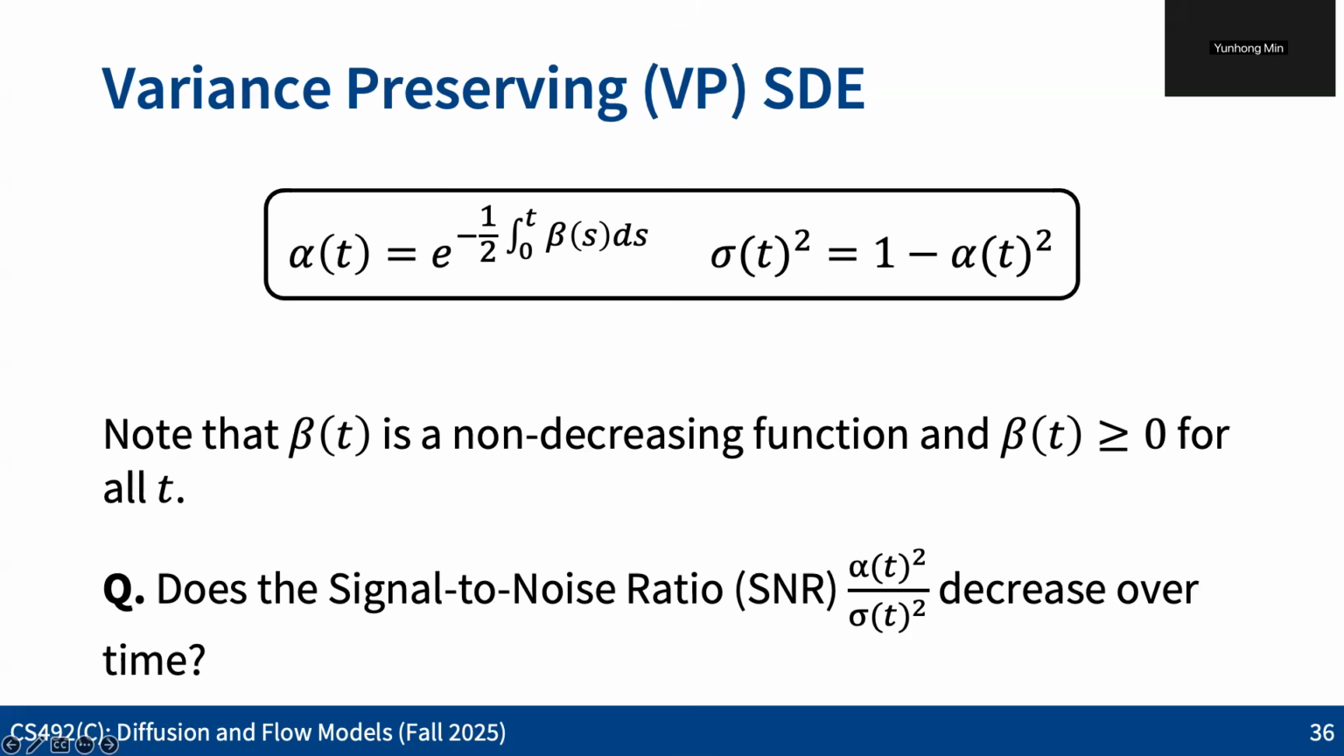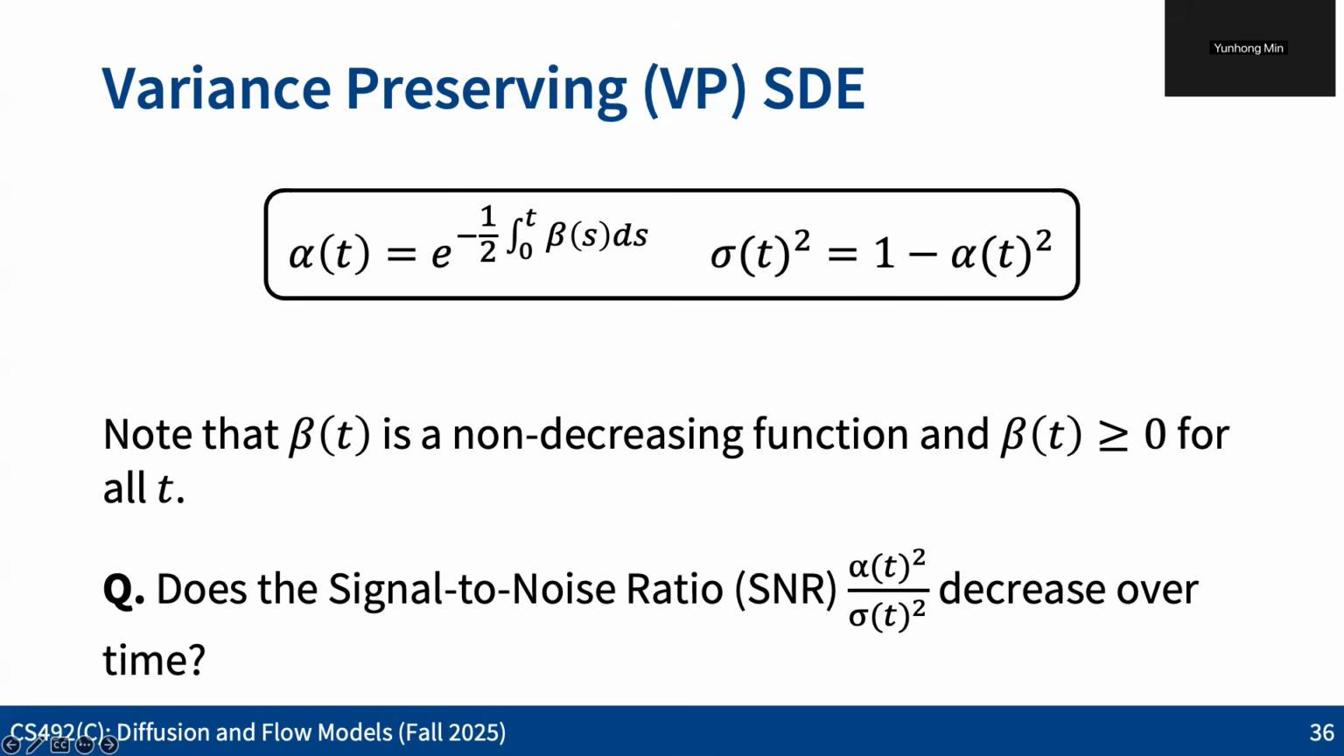Maybe, yeah, let's take some time. Actually, we define beta t as some kind of non-decreasing function. If you recall what we have seen in the DDPM lecture, we define beta t as a non-decreasing function over time. So this might be something that you are implementing in the first assignment, I guess.